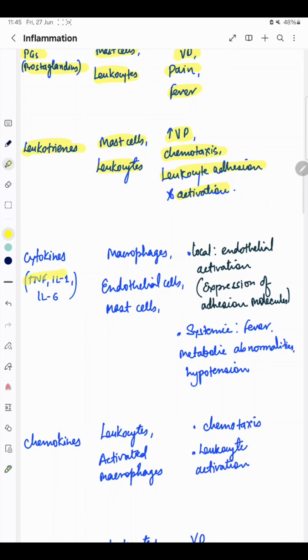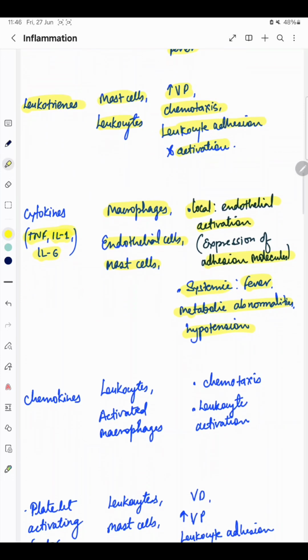Cytokines, for example tumor necrosis factor alpha, interleukin 1, interleukin 6, are produced by macrophages, endothelial cells and mast cells. They act locally as endothelial cell activators, in which endothelial cells express various adhesion molecules, and in systemic action they are responsible for the development of fever, metabolic abnormalities, and have a role in hypotension.